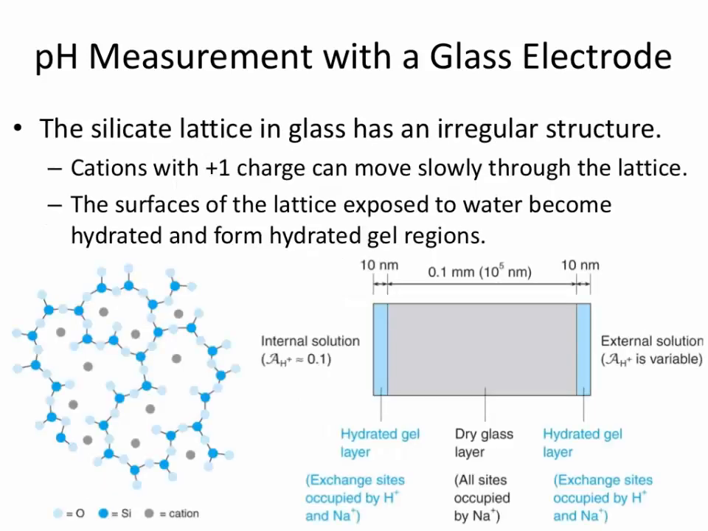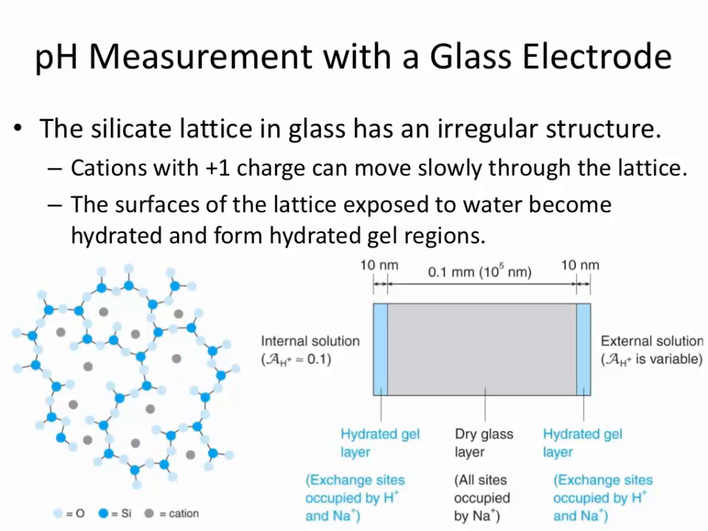So remember that the silicate lattice in glass has an irregular structure. That is, it's an amorphous solid. And so you can see down here, we don't have a nice crystalline lattice structure where all of our atoms are in a regular place within the lattice. We have this irregular structure, and that then allows for some of our cations here to penetrate into the lattice, at least to some degree.